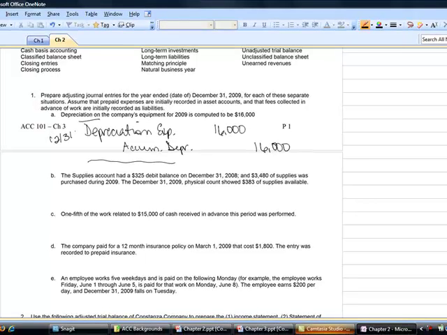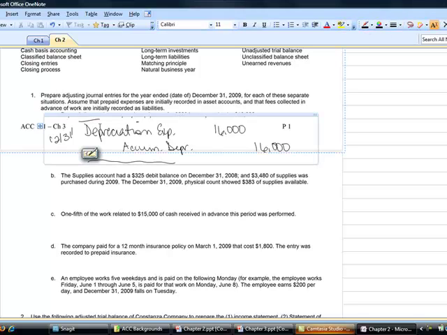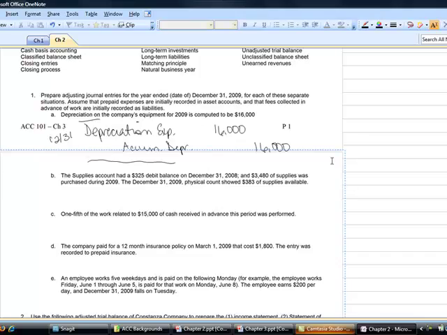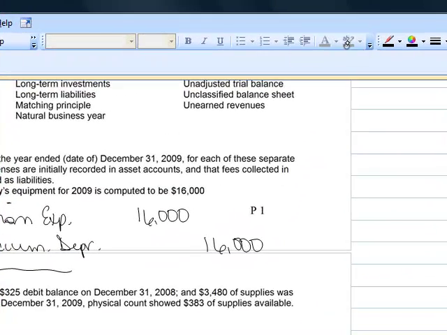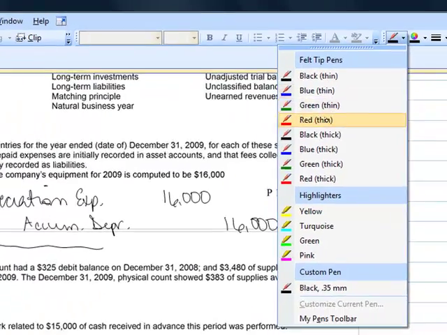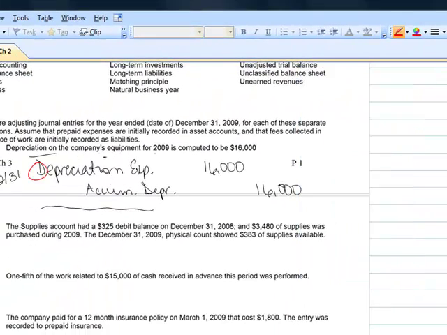Okay, and if you're having trouble remembering that, just remember dead, right? Trying to give you guys some colors here. All right, do it this way. D-E-A-D for depreciation.